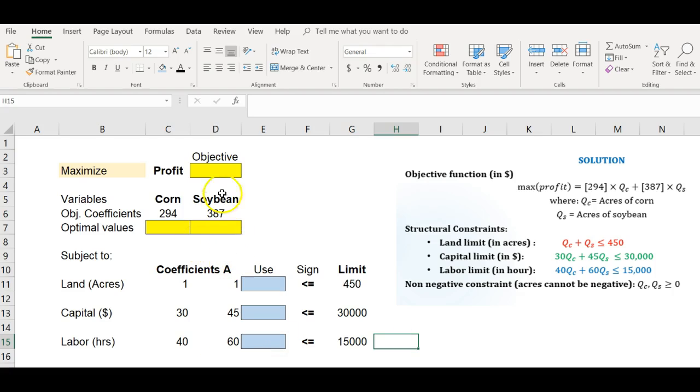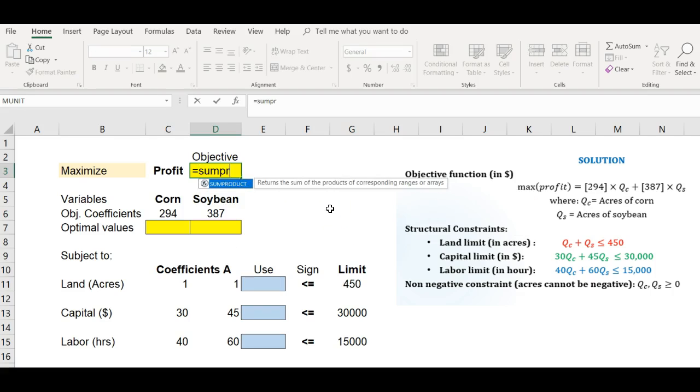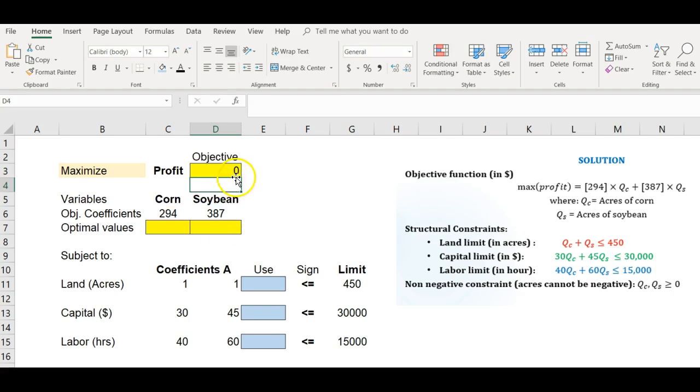Now let's proceed to implement the objective function. Remember that it is the multiplication of each coefficient with its respective variable. So we can do that by using the formula SUMPRODUCT. We select the coefficients, comma, the objective value, and we close. The value right now is 0 because there are no optimal values. We do something similar for each of the constraints.